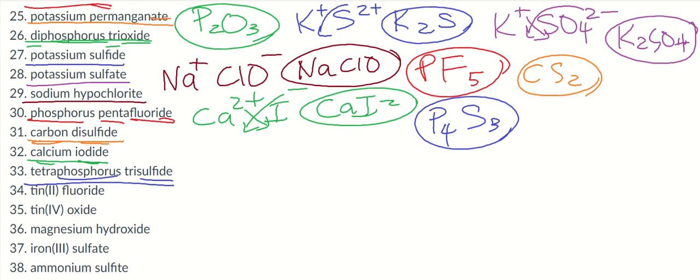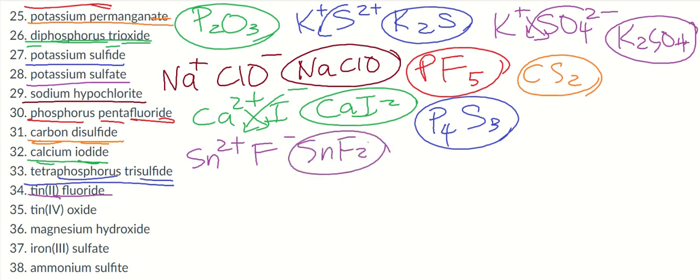All right, tin, you can see that tin has multiple charges here. This one has a 2 positive charge. Fluorine is a halogen, has a 1 negative charge. Crisscross that. There we go. Bell's about to ring, so I'll do part 2 in a separate video.